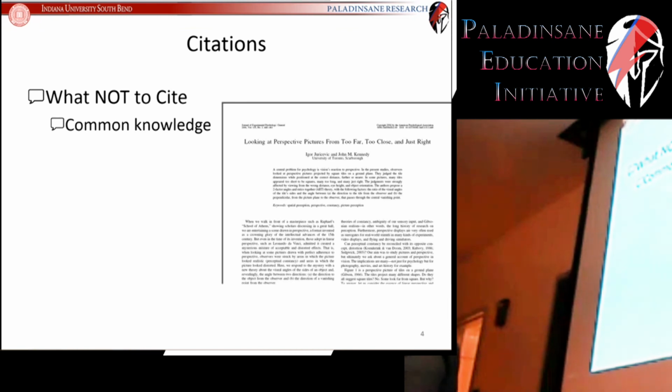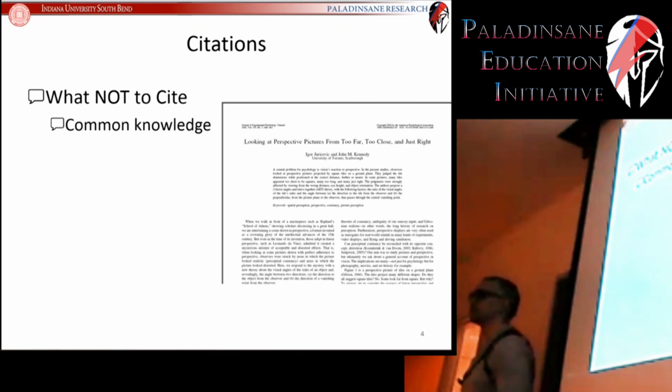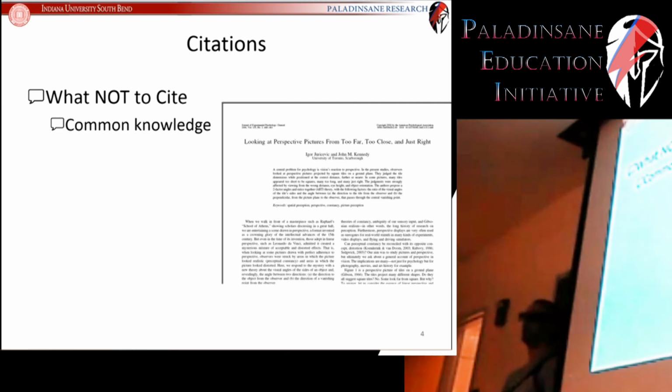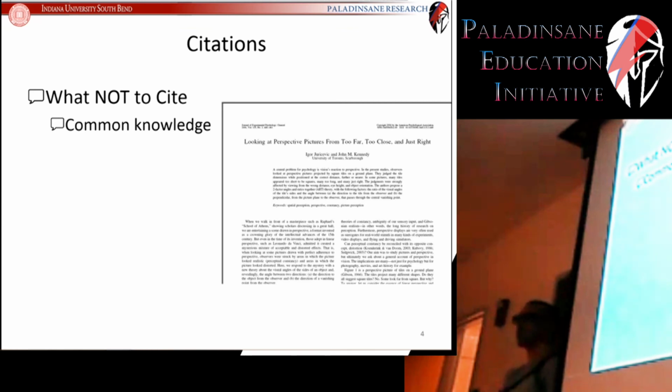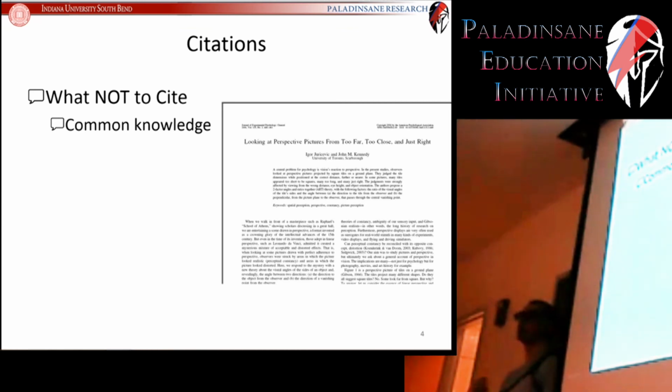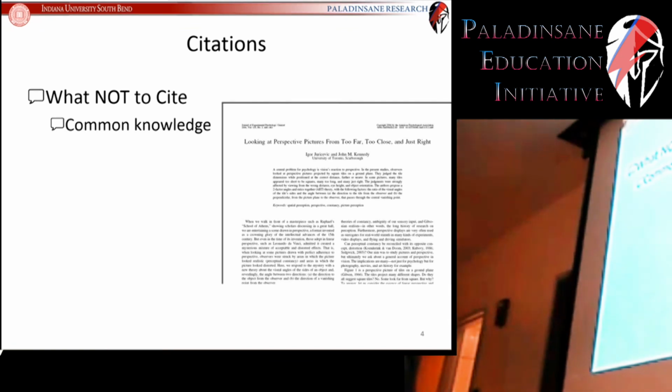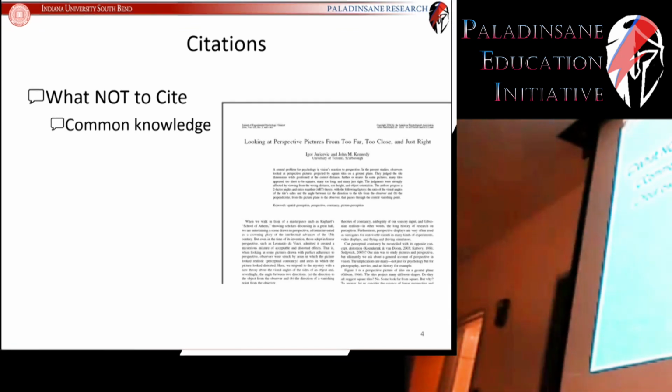Very basic definitions might also fall under that category. So if you say something like, memory is the ability to learn information and then bring it back later on, that's pretty common knowledge. You don't necessarily need a citation for that. You don't need to dig out your general psychology textbook and find the page where that knowledge was given. So common knowledge, you don't need to cite.